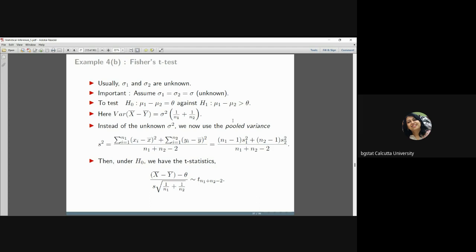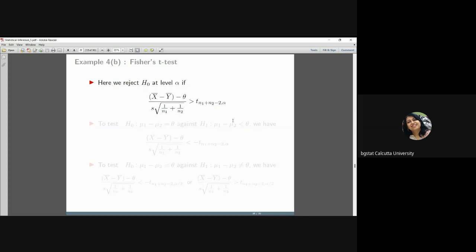We have to make a strong assumption here. The assumption is that the two populations have the same variance. If that is so, then we can estimate this common variance using what we call the pooled variance using the formula which is given on this slide.